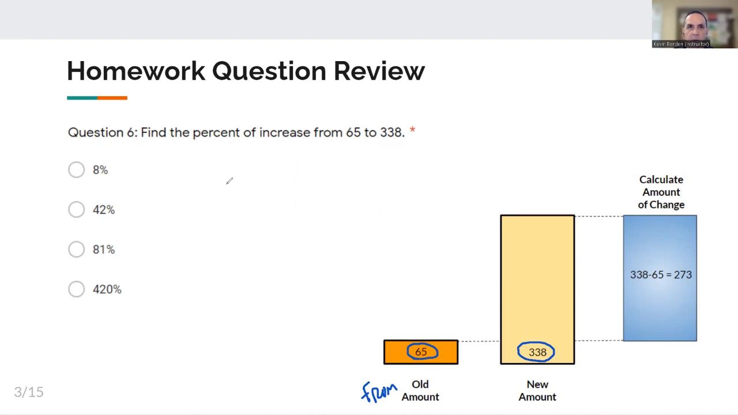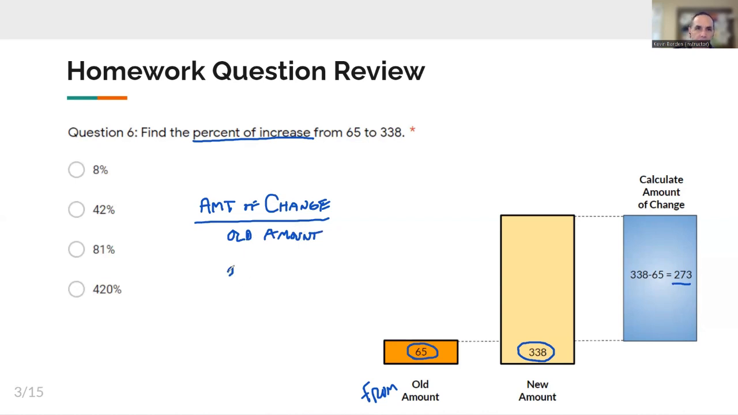We also talked about when we're doing a percent of increase question, we have to figure out the amount of change. The amount of change is going to be the difference between these two numbers. 338 minus 65 gives us 273 as an amount of change. So we set up our, I'm going to just review amount of change. This was the formula that we talked about. Over the old amount. This is going to be the basis of our percent.